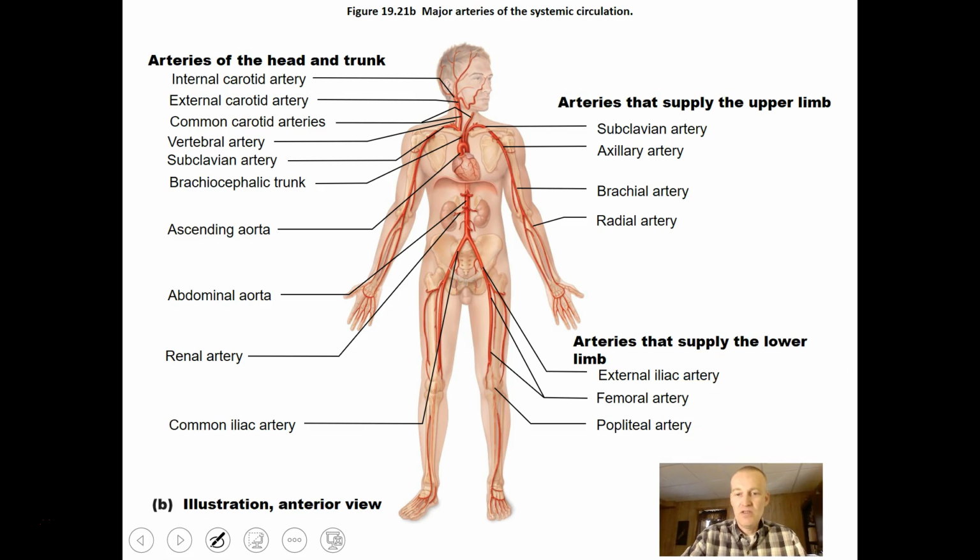Okay, so in lab we'll be looking at all these arteries, and basically, you'll have a certain number that you'll have to learn, but I'll explain those in your lab.